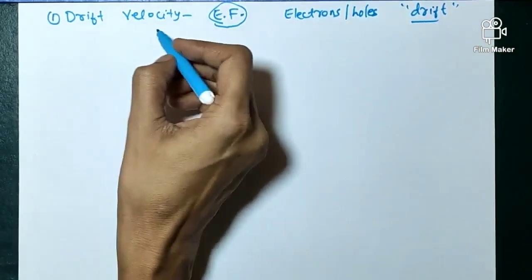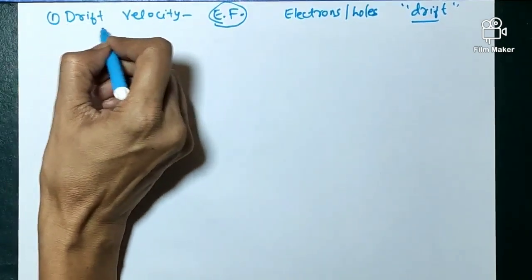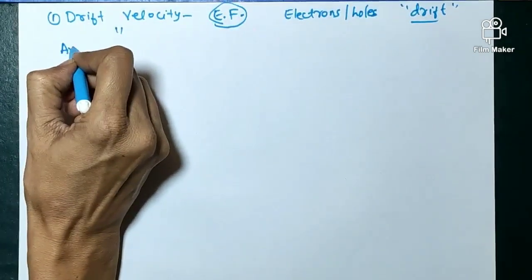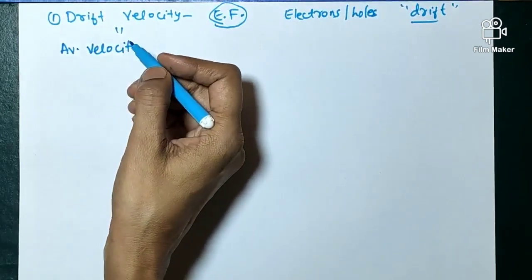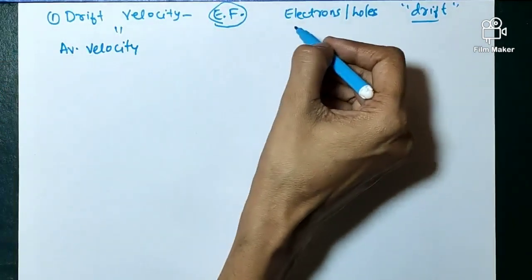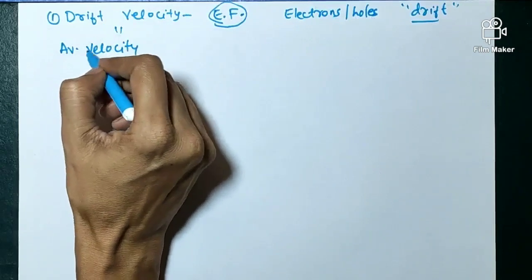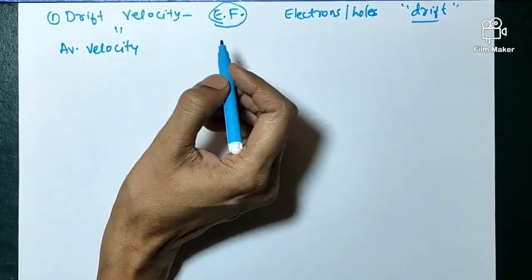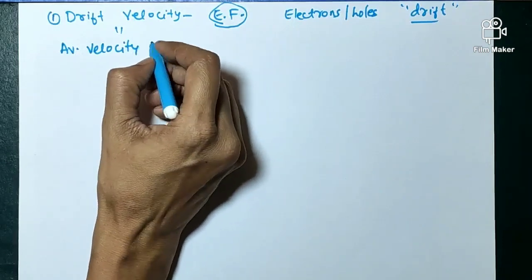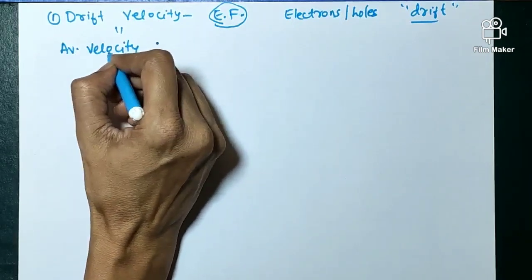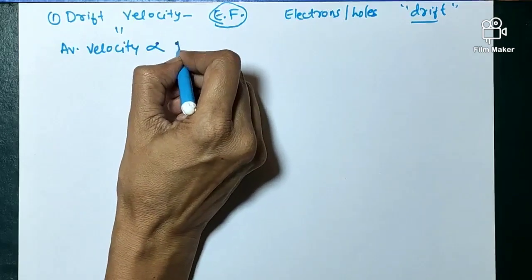So how do we define drift velocity? It is an average velocity attained by particles, and again, particles here means electrons or holes. So we define drift velocity as the average velocity attained by the particles of a material in response to an electric field. The average velocity is directly proportional to the current.